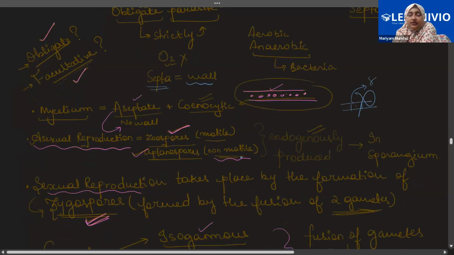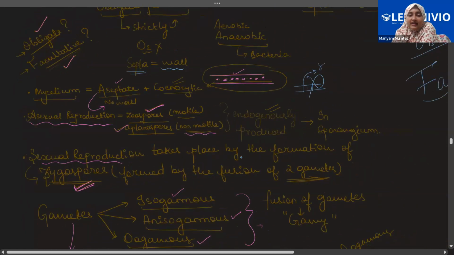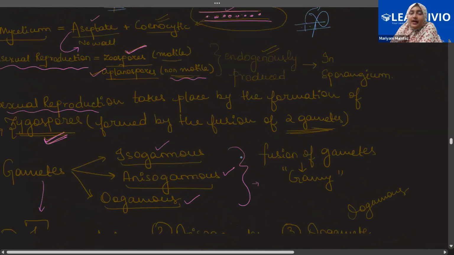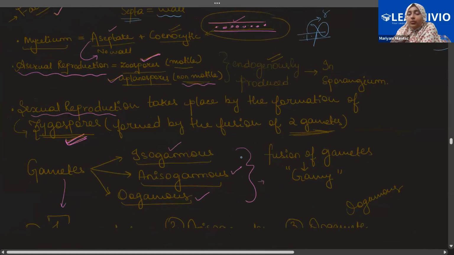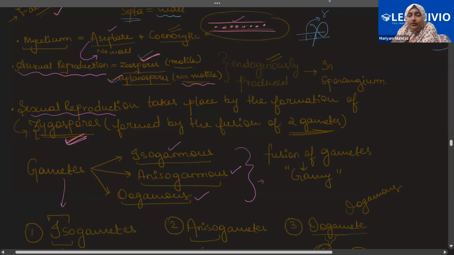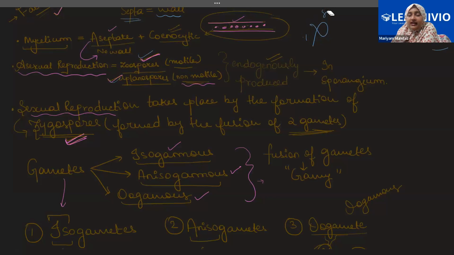Now talking about reproduction, asexual reproduction happens by zoospores that are motile, meaning they can move, and asexual reproduction can also happen with the help of aplanospores that are non-motile. Both of these spores, that is zoospore and aplanospore, are endogenously made spores, meaning they are formed inside the body, not outside.